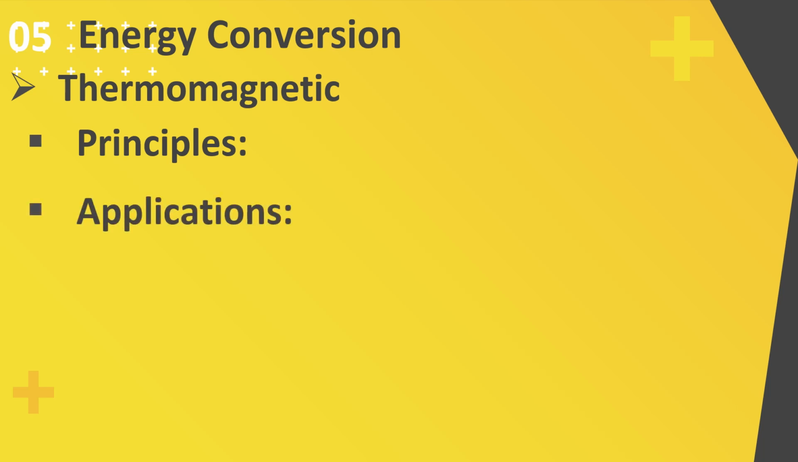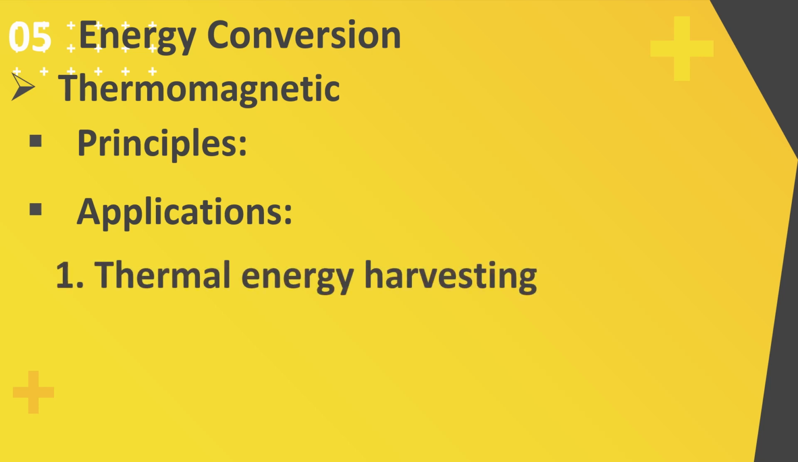Thermomagnetic energy conversion has several applications in the field of renewable energy and waste heat recovery. Some of the key applications include thermal energy harvesting. Thermomagnetic energy conversion can be used to convert waste heat from industrial processes or power plants into electricity, improving overall energy efficiency. Thermal sensors: the thermomagnetic effect can be utilized in the development of thermal sensors for temperature monitoring and control in various industries, such as automotive, aerospace, and manufacturing.